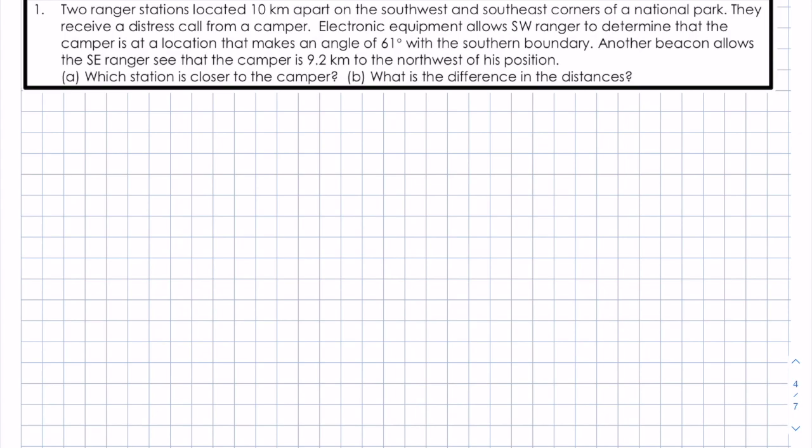And then when it comes time for your quiz, you'll be exposed to similar scenarios. So let me go ahead and read it real quick. It says, 2 ranger stations located 10 meters apart on the southwest and southeast corners of a national park. They receive a distress call from a camper. So let me go ahead and draw that out real quick.